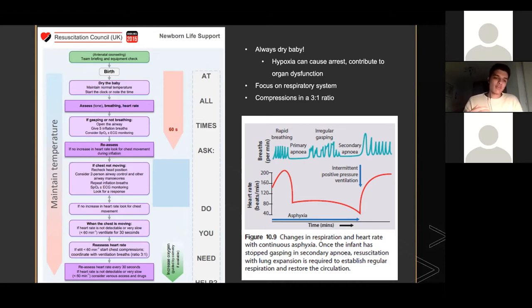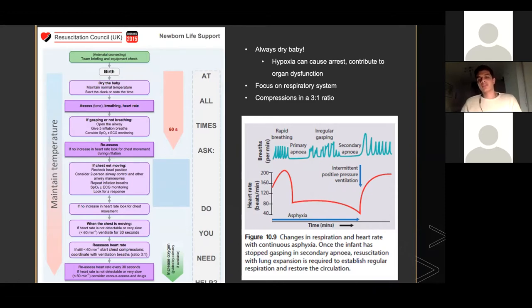If you look how far down before you start doing compressions, it's the second to bottom box, right? That's where you start doing compressions. Even if the baby's heart rate is below 60, after inflation breaths, you will then keep going with ventilation breaths for 30 seconds, even if you can't see the heart rate responding appropriately, just because of how important the respiratory system is to stimulating the cardiovascular system as well.